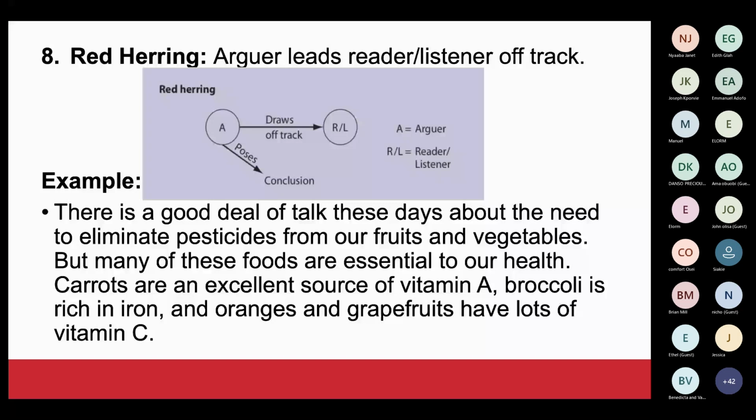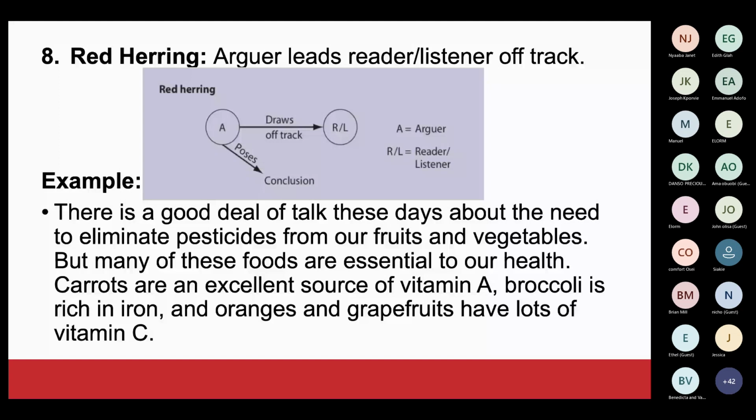Now, look at it. Is he being consistent? No. He's going a different way, because he's the same person who is providing the argument. He's the person talking. Then he says one thing, then he ends up saying something else, and starts talking about many of these foods being essential to our health. How relevant is that to the elimination of pesticides? Then he or she moves on. Carrots are an excellent source of vitamin A. Broccoli is rich in iron. And oranges and grapefruits have lots of vitamin C.